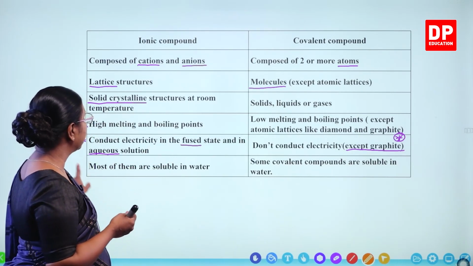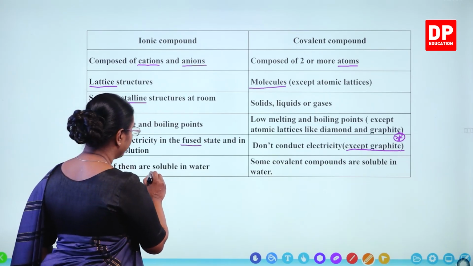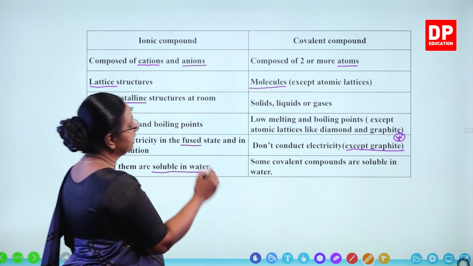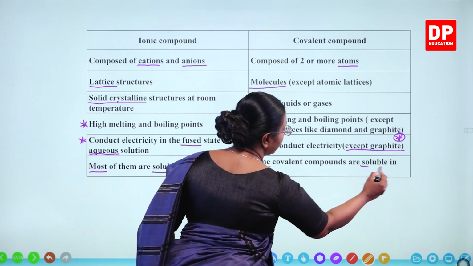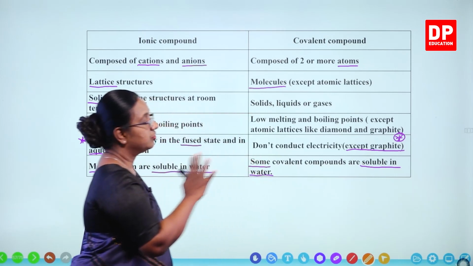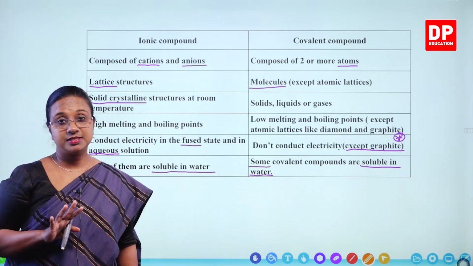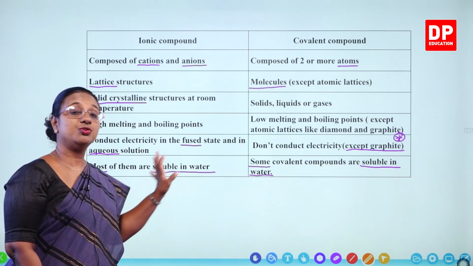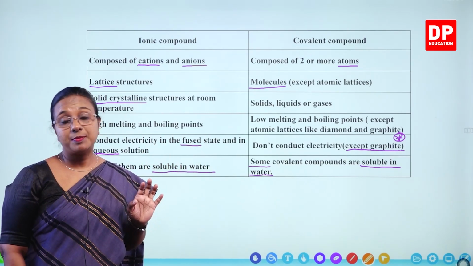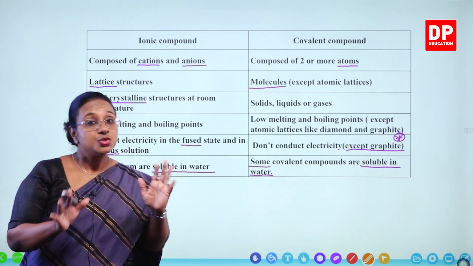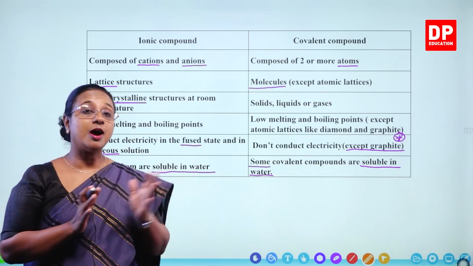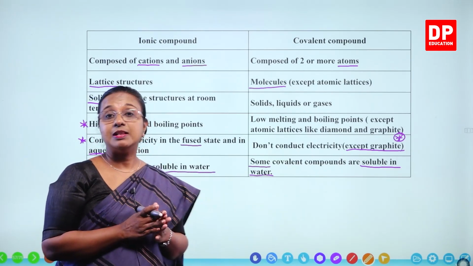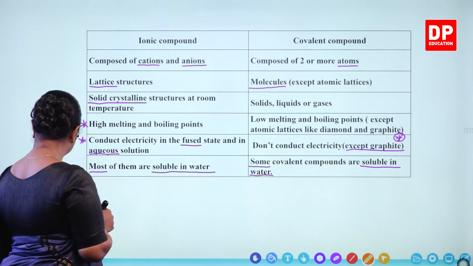And most of the ionic compounds are soluble in water. Most of them are soluble in water, and here some are soluble in water. So these are the properties. You should know the properties separately as well as be able to compare them. So with that, students, I have come to the end of the lesson. After this, I will be discussing the summary.